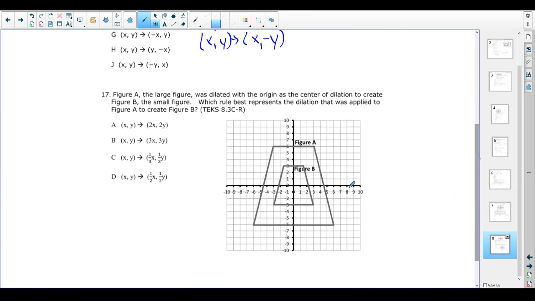All right, and then number 17. This is the worst question on the whole test. Math teacher perspective, this is not a great question. I hope this one gets thrown out. Tell your congressperson. This figure A, the large figure, was dilated with the origin as the center to create figure B, the small figure. Okay. Which dilation represents the rule that was applied to figure A to create figure B? Okay, so we're going from figure A to figure B.